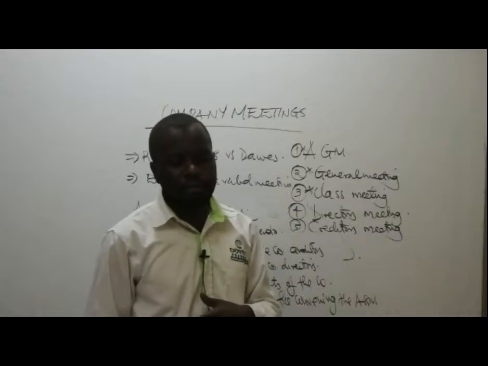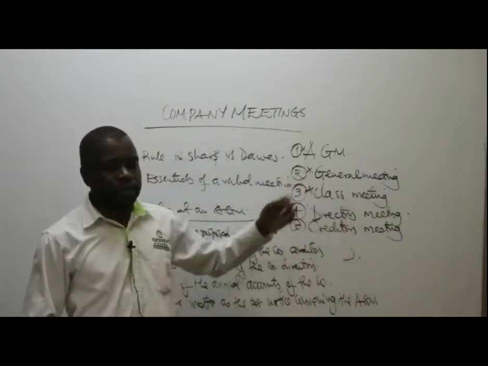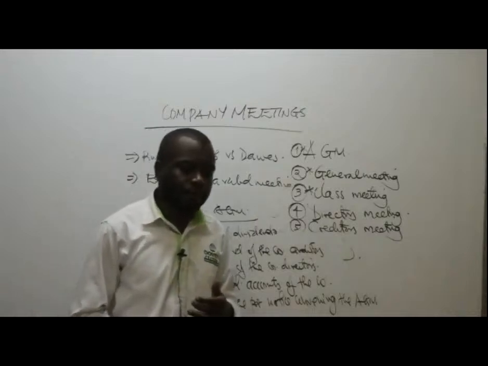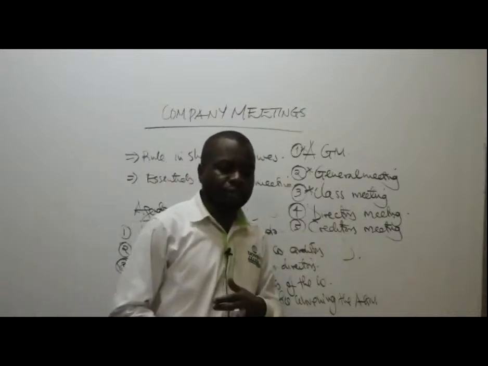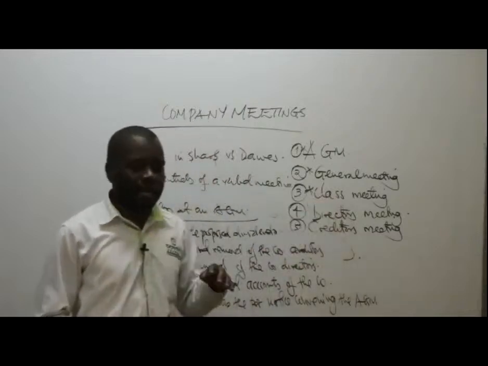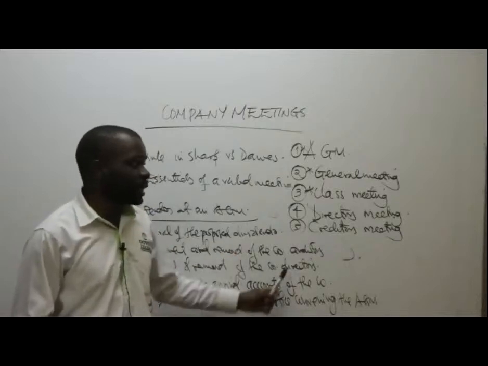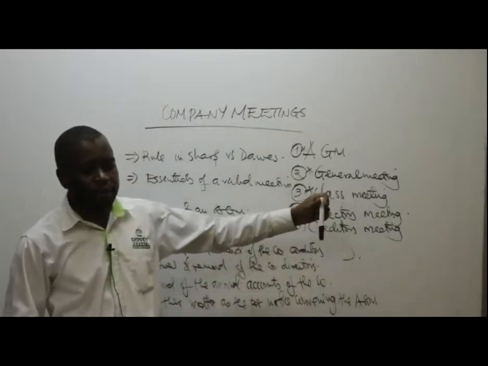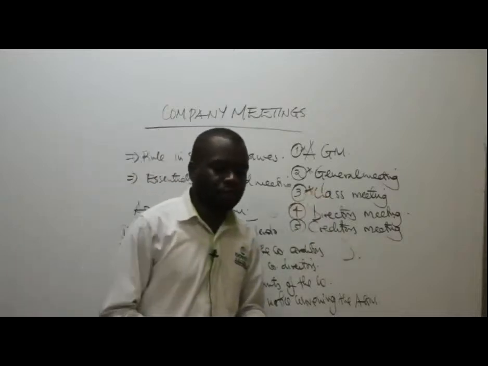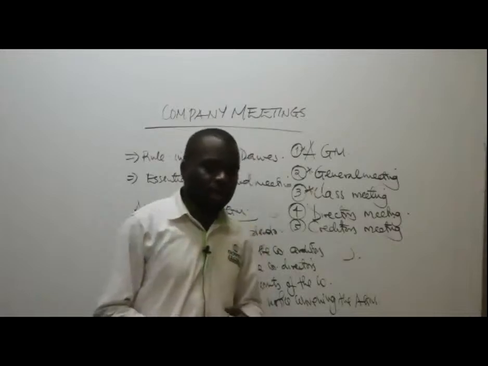Change of the name of the company can be discussed at the general meeting of the company. So change of articles can basically be discussed. Reduction of share capital can also be discussed. So long as it is any other matter concerning the company which is not among these ones, it can be resolved at the general meeting. You can talk about share capital reduction, change of name, change of articles, change of the memorandum of association.